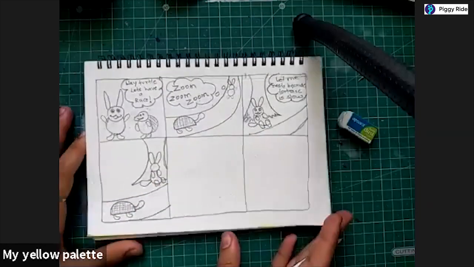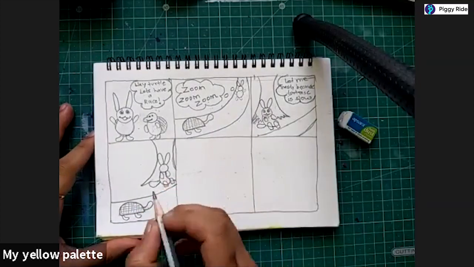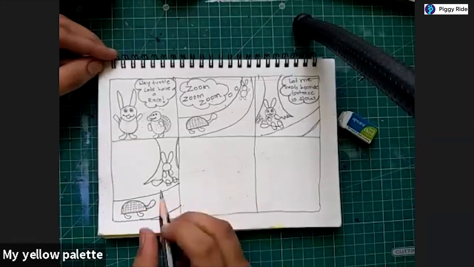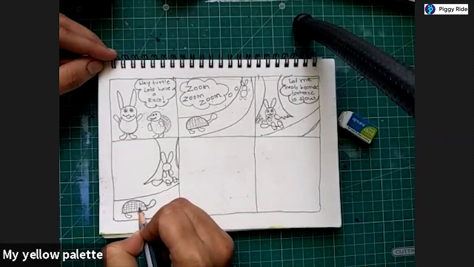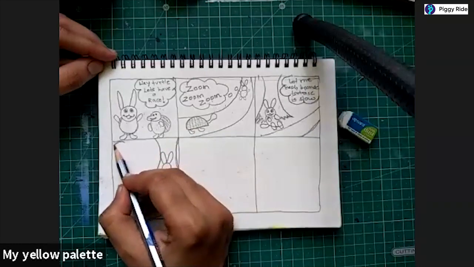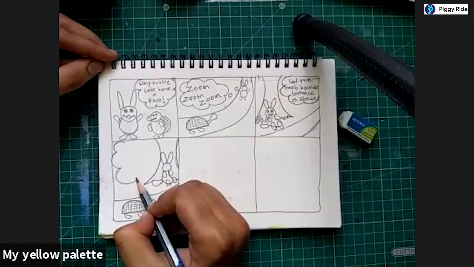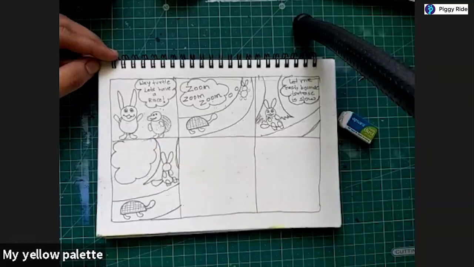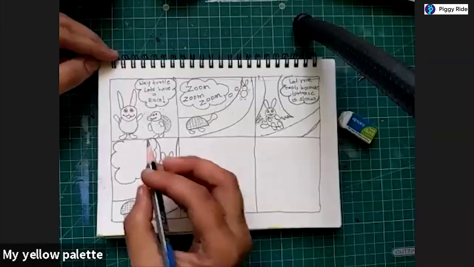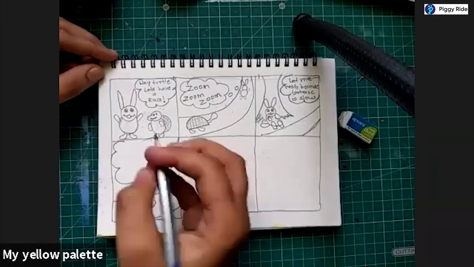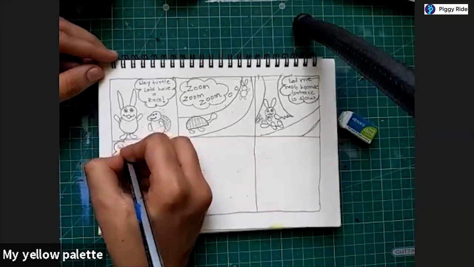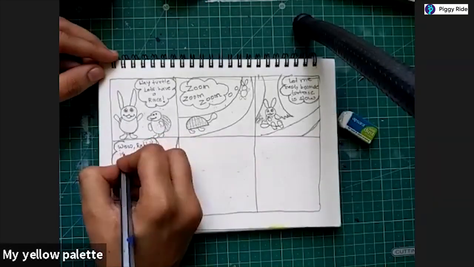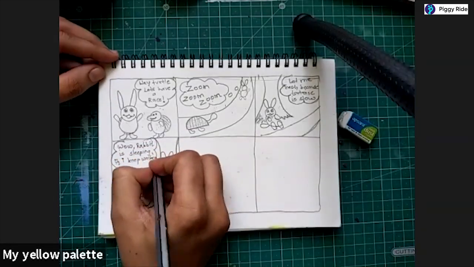Easy. So we have now drawn the rabbit, the tortoise, and the road. Now what we have to draw is what the tortoise is thinking. So now again I'm going to draw a big cloud like this, and now we will write what the tortoise is thinking. So what he's thinking is, wow, the rabbit is sleeping.